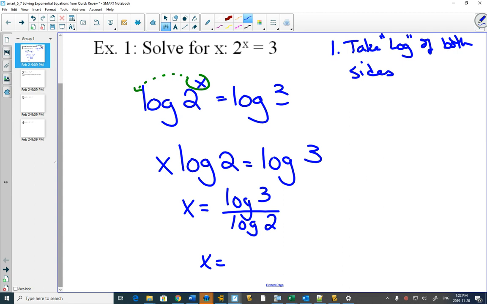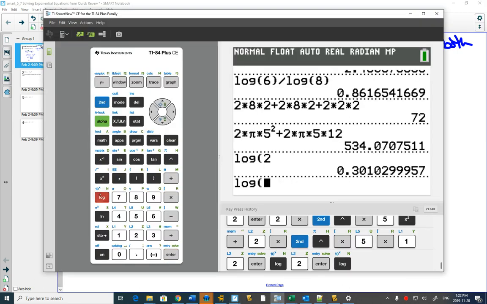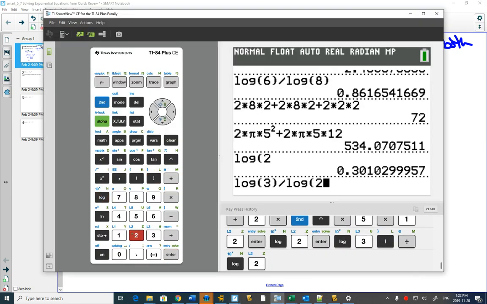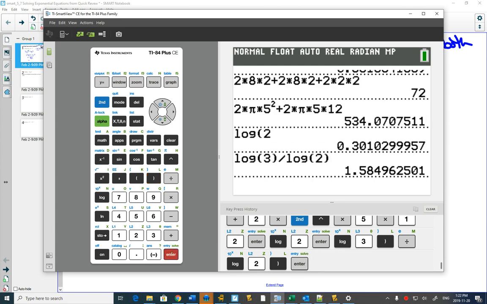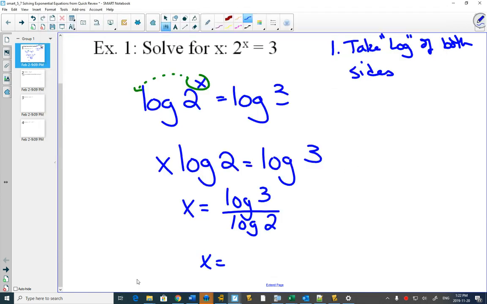Put that into your calculator. Log 3 divided by log 2. So exciting, 1.58. These are always calculator questions if the bases aren't the same. Remember, we solved exponential equations before if you could get the bases the same with your powers chart. If the bases can't be put the same using your powers chart, it's always a calculator question.